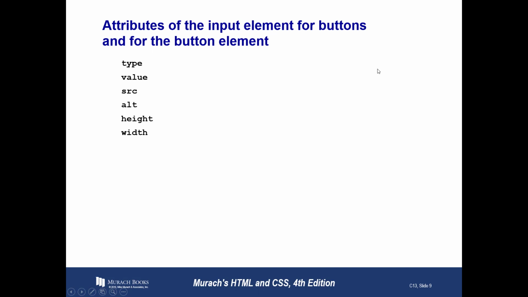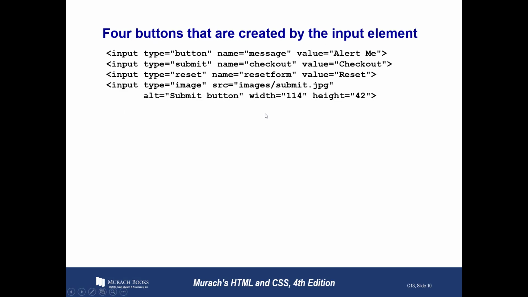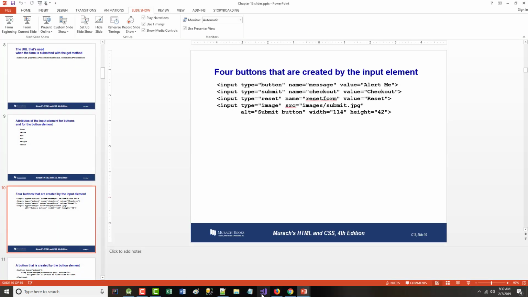Now all the stuff that's in here, they say attributes of the input elements. You put a type in there, you can put a value in there. Some of these may require a source, an alt, a height, and a width. So rather than doing this, I'm going to show you what I have done.